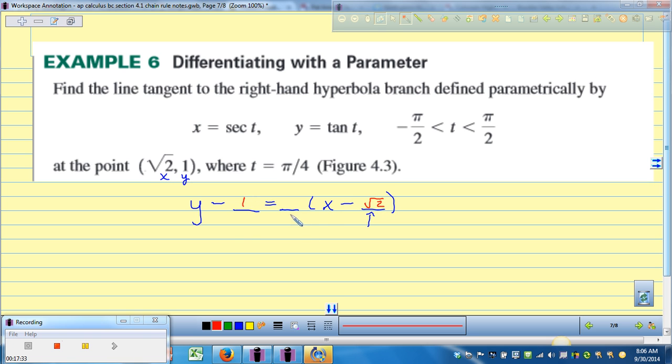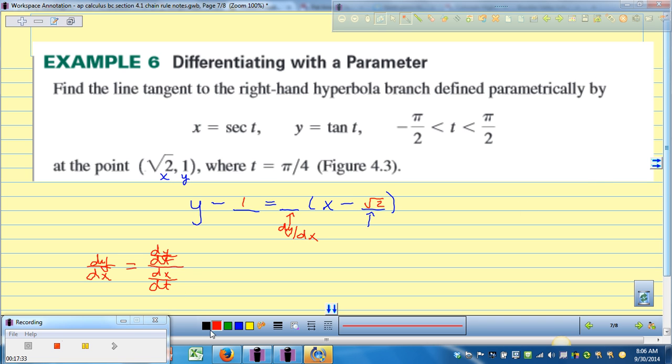And here I would put in what? 1. And what I need here, since I'm writing the equation of the line tangent to the curve, I want dy/dx, because this is equation y in terms of x. So I need to find dy/dx. Well, we can use the chain rule that we just saw. We will take dy/dt over dx/dt.